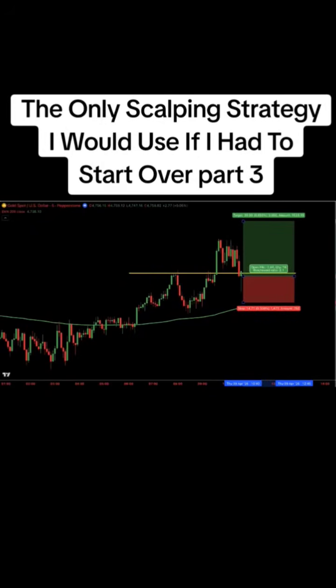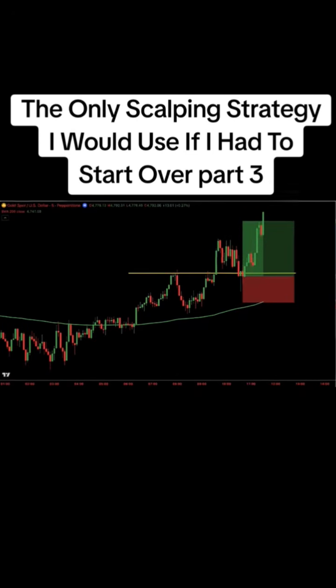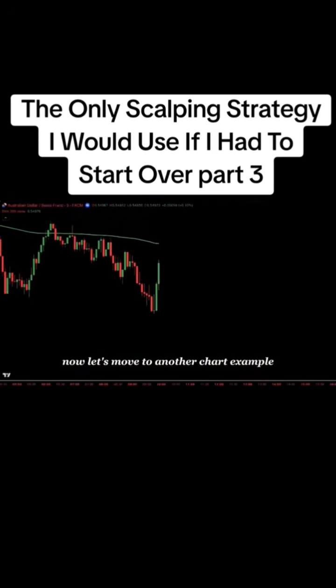Target is placed at the next key resistance level. Now watch what happens next. As you can see, the market pushes higher and reaches the target exactly as expected. Now let's move to another chart example.